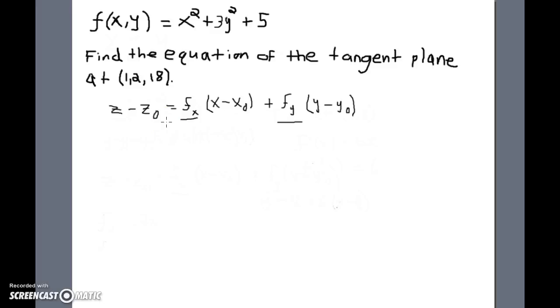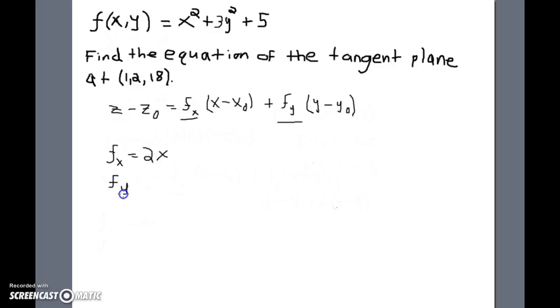But what we need to do first is we need to find the partial derivatives and then find their numerical values. First, let's find f sub x. So if we look at this function right here, we only focus on the terms with x's in them. So in this case, it's the x squared, and then the 3y squared and 5 are treated as constants. As you know, think back to Calculus 1 and 2, the derivative of a constant is 0. Therefore, for f sub x, we would just have 2x.